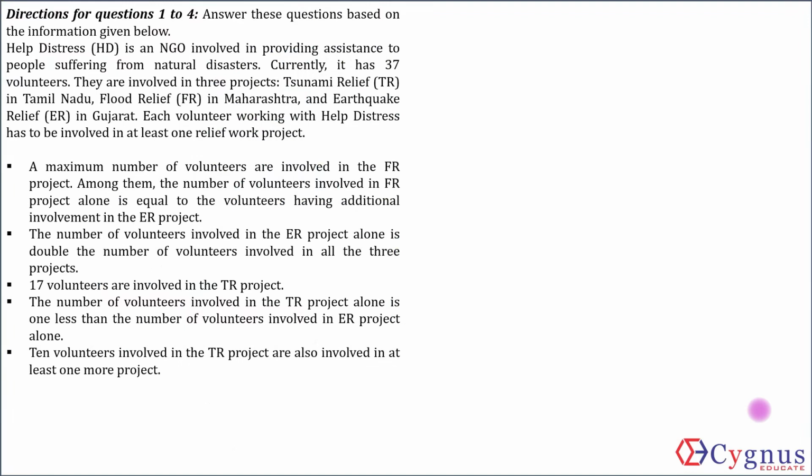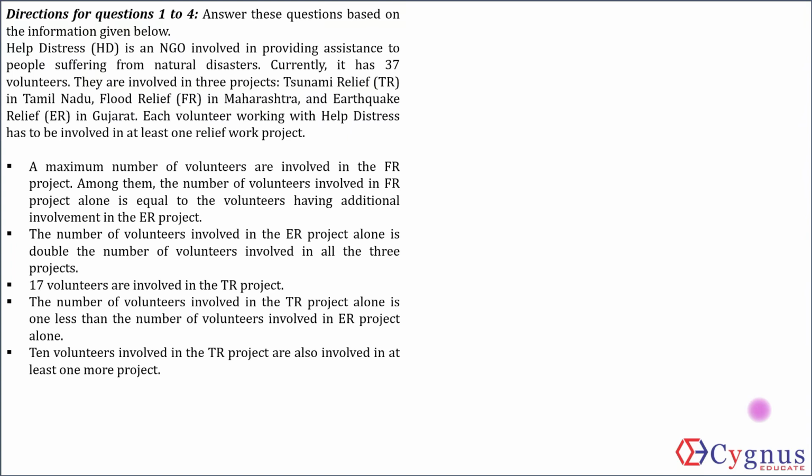Help Distress is an NGO involved in providing assistance to people suffering from natural disasters. Currently, it has 37 volunteers. They are involved in three projects: tsunami relief in Tamil Nadu, flood relief in Maharashtra, and earthquake relief in Gujarat. Each volunteer working with Help Distress has to be involved in at least one relief work project.